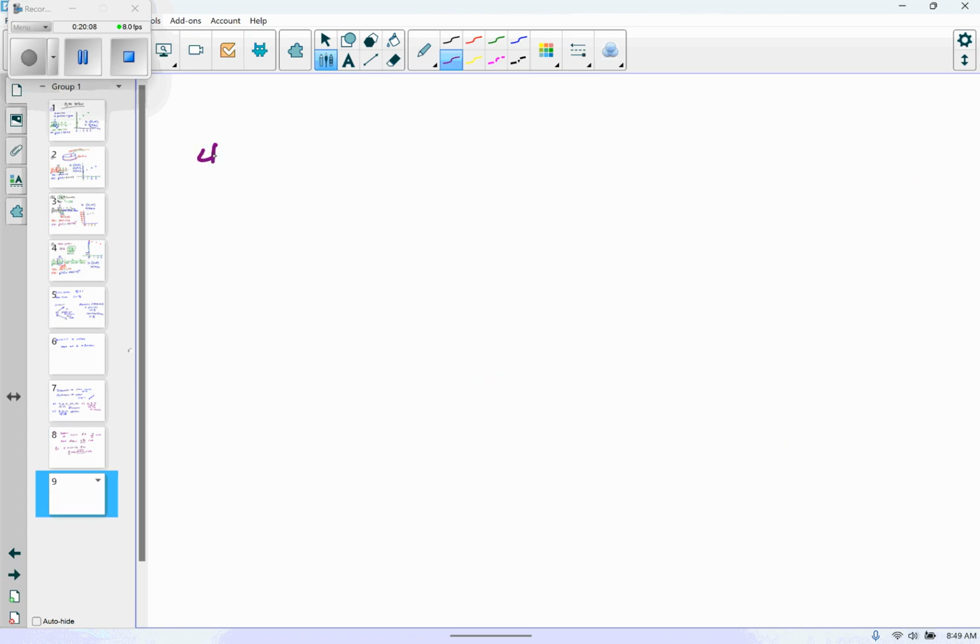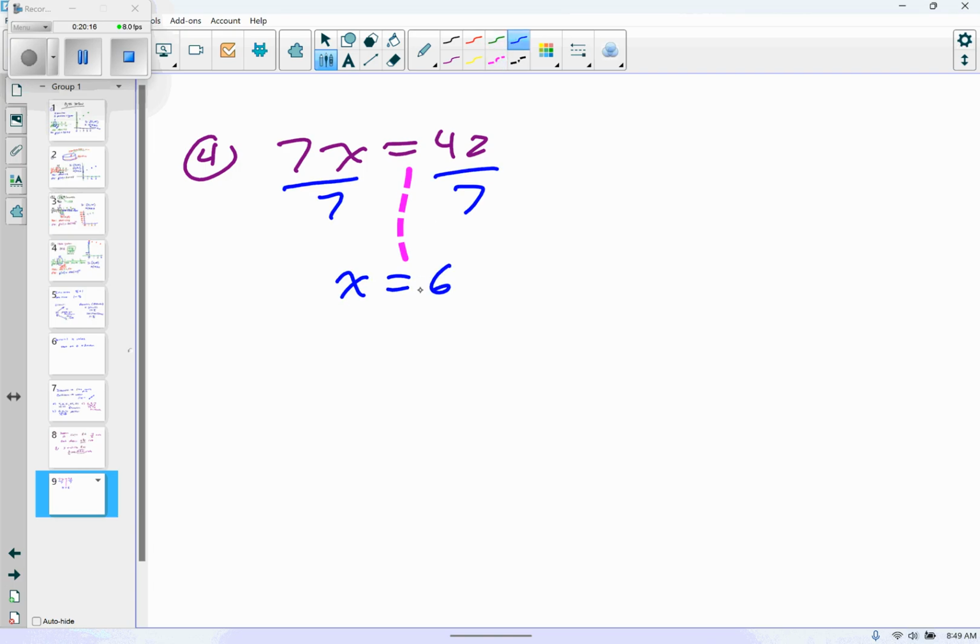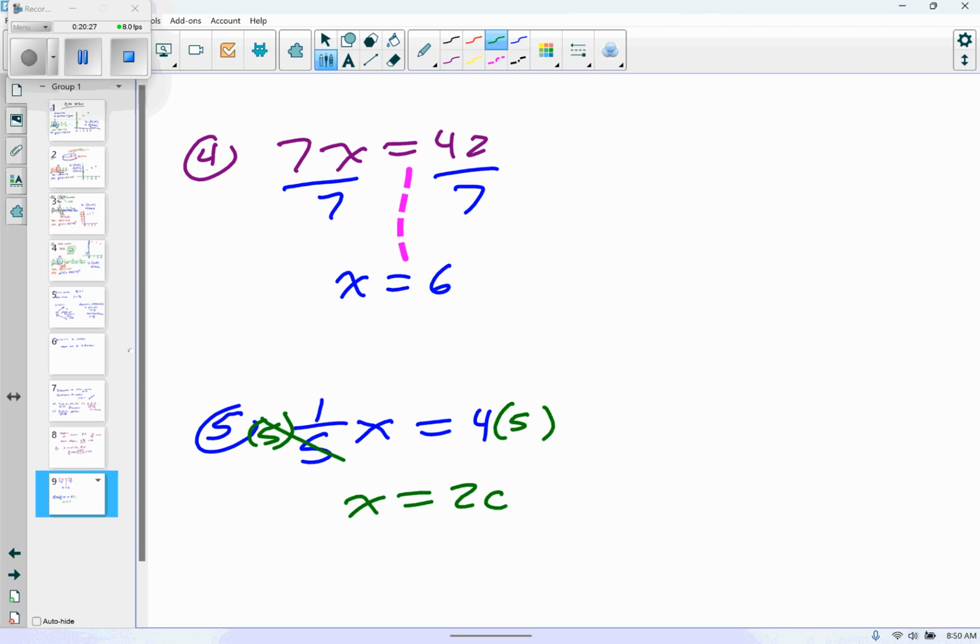Number 4, solve each equation. So I have 7x equals 42. So what did I do to both sides? I divided both sides by 7. So x is going to equal 6. For problem number 5, we have 1/5 x equals 4. So we're going to multiply both sides by 5. Those cancel, so x equals 20.